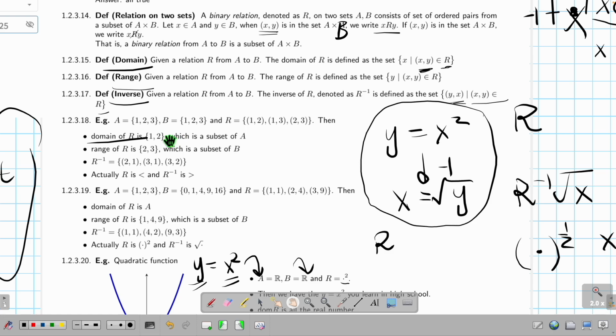And then, here's a funny part. Suppose I give you A is {1, 2, 3}, B is {1, 2, 3}, and I give you this R. Can you tell me what this R is? This is called reverse mathematics. This R actually is smaller than, and the inverse is larger than.